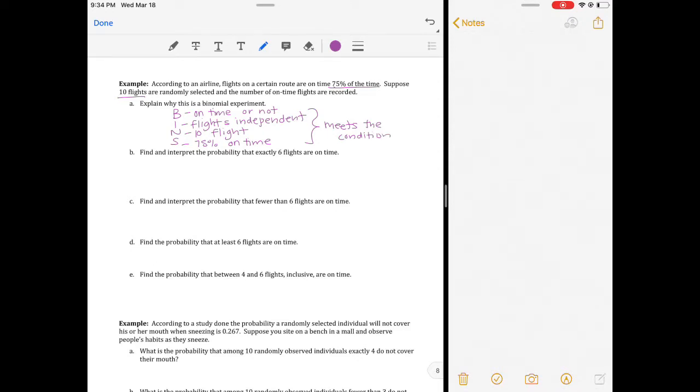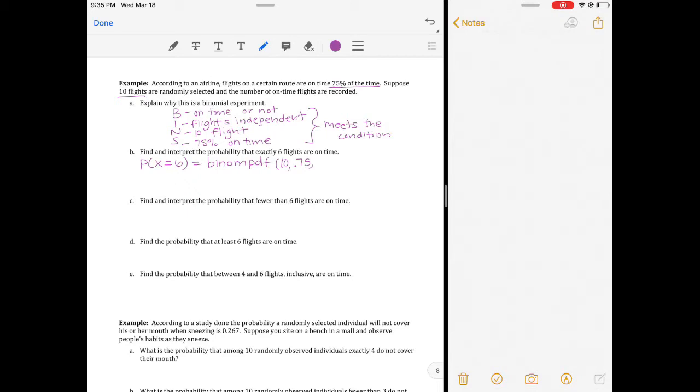So, find and interpret the probability that exactly 6 flights are on time. So we're doing the probability that x equals 6. Since it is equal to, we've got our binom PDF. As you look at your calculator, if you hit second vars, it asks you for 3 things. So we go down to A, which is binom PDF, and it asks you first, what are the number of trials? In this case, we've got 10 trials. Then it says, what is your p, meaning the probability of success? 75%, we're going to do that as a decimal, so 0.75.